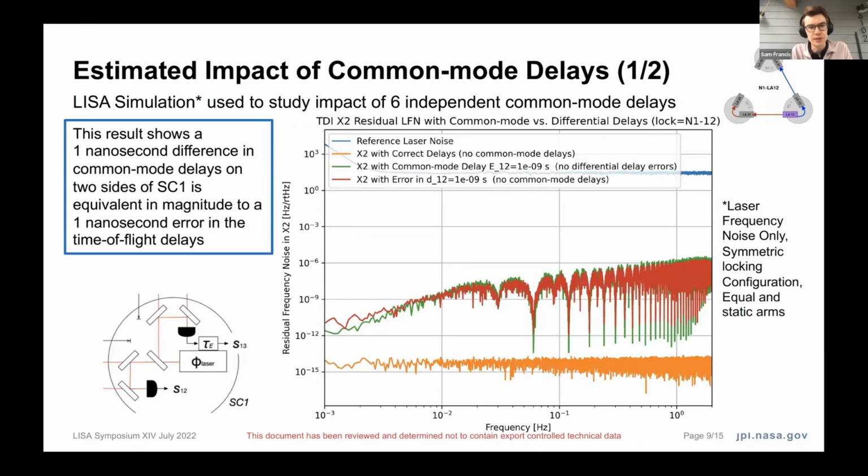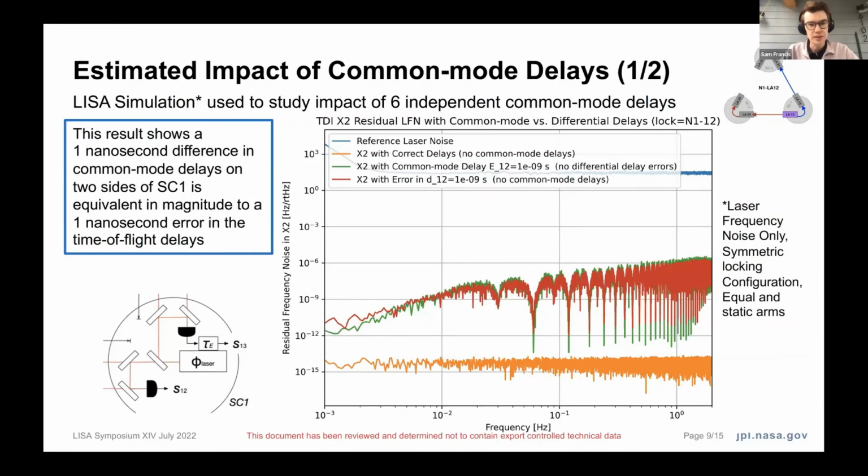This is using LISA simulation. The plots I'll show are from a very simplified version. We're only using laser frequency noise. Again, we're using this locking configuration that has some nice symmetry in it that allows us to just look at this Michelson X. Also we're using equal and static arms, at least for these 2 plots.